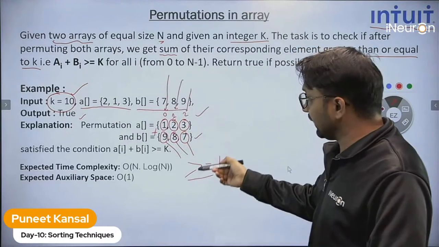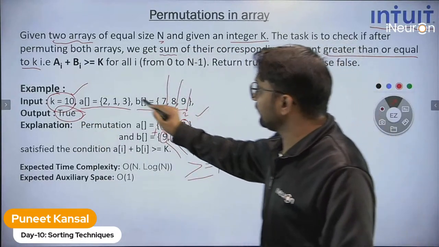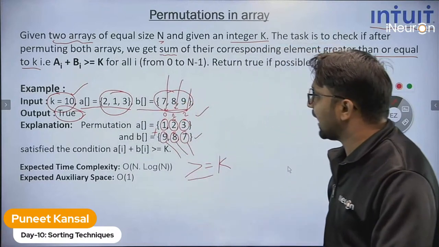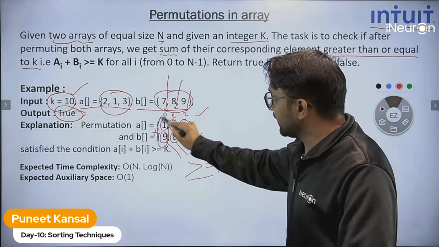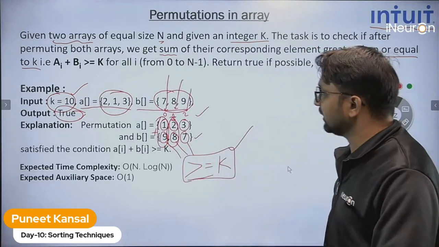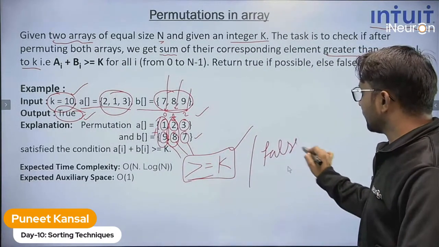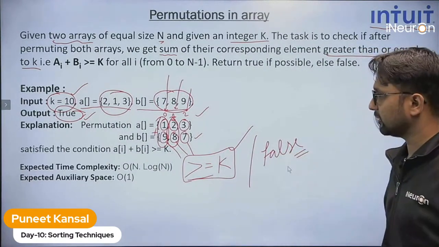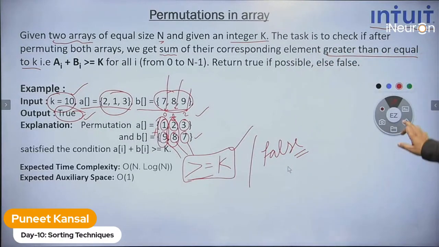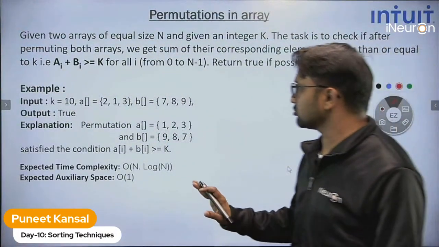So yes, this condition is satisfied for all the corresponding elements. If this is happening, we need to return true. If we can make some permutation, if we can shuffle them in such a way that their addition satisfies this condition, then we will return true. Otherwise, we will return false. That's it. This is the question. I hope you understand. If you don't understand, please ask me the question. Or if you understand, please write plus one.